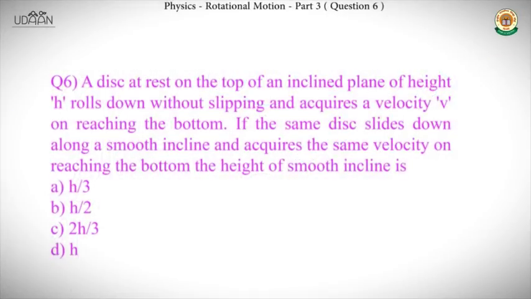Moving on to question number 6. A disc at rest on the top of an inclined plane of height h rolls down without slipping and acquires a velocity v on reaching the bottom.